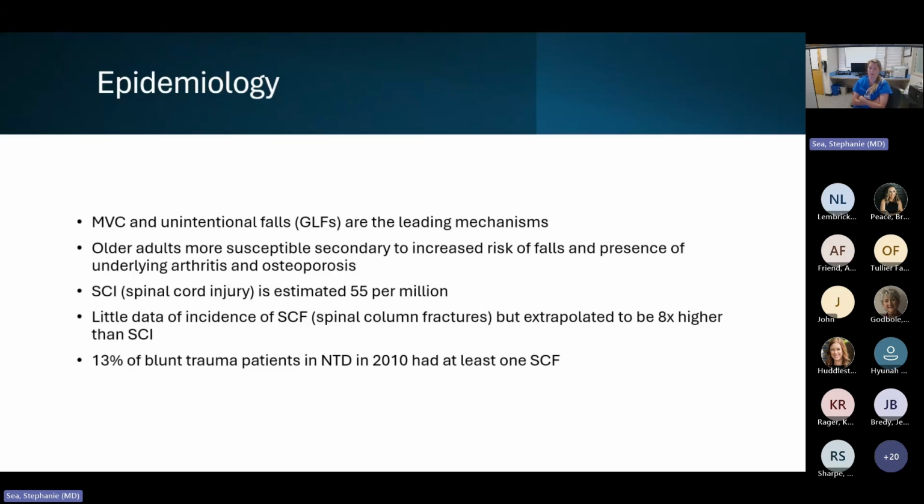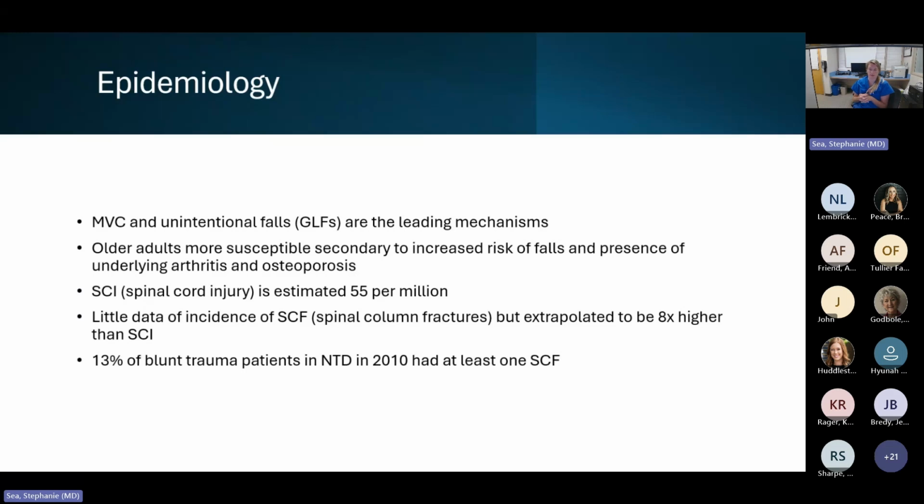Older adults are more susceptible, secondary to their risk of increased falls and presence of comorbidities, so their underlying arthritis and osteoporosis. Spinal cord injury is estimated at 55 per million patients, so still pretty significant. There's little data on incidence of spinal column fractures, but it's extrapolated to be 8 times higher than spinal cord injury. So that's just saying the actual spinal cord injury is minimal, but those that have actual fractures somewhere along that entirety of the spine in a trauma is much, much higher.